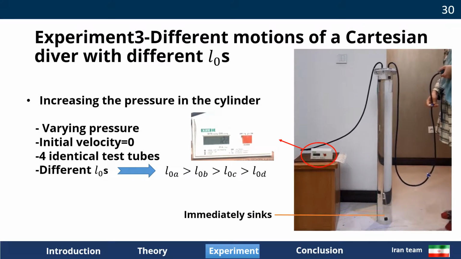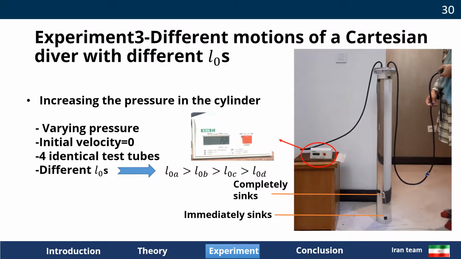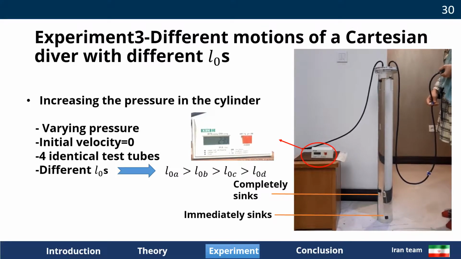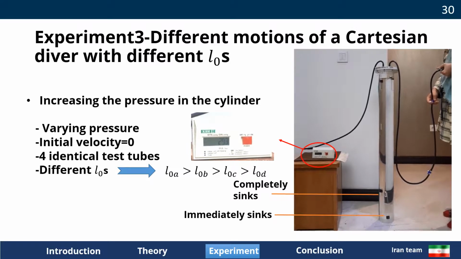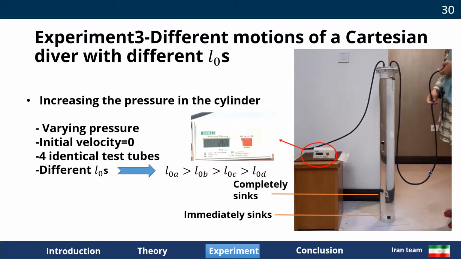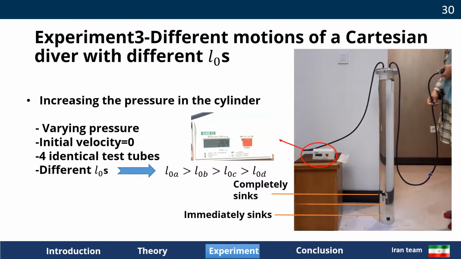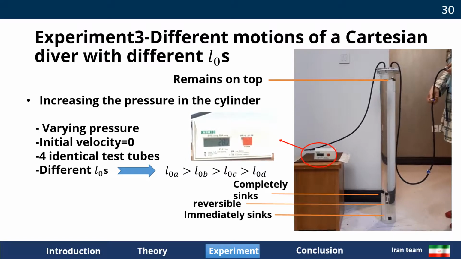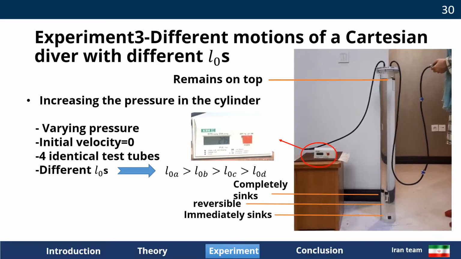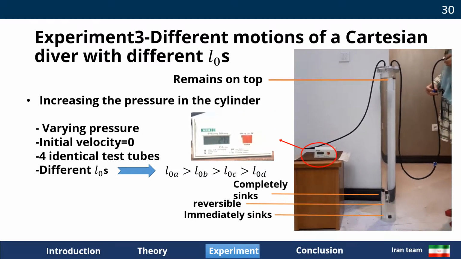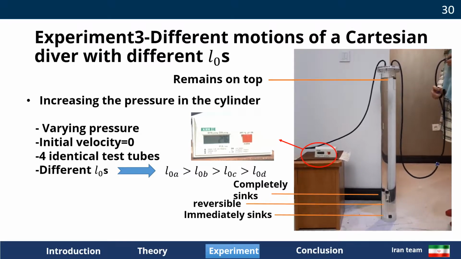And when we increase the pressure, diver C sinks. And by increasing the pressure further, diver B sinks too, because its critical pressure is more than the critical pressure of diver C and less than the critical pressure of diver A. But diver A remains on top because its critical pressure is so high that we are not able to apply that. And when we release the pressure, diver B returns to the surface, but the positions of the other divers don't change.